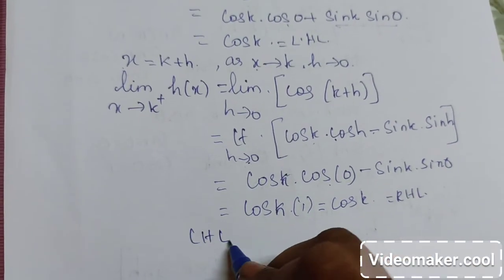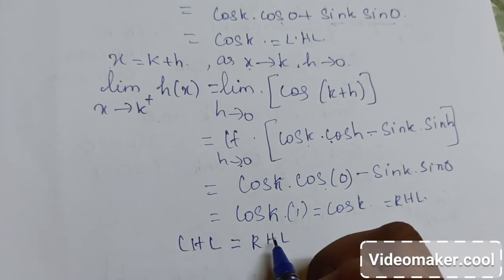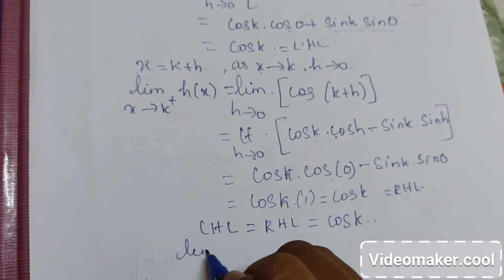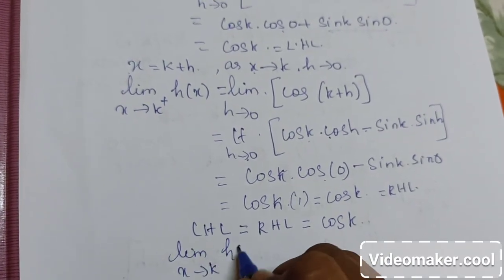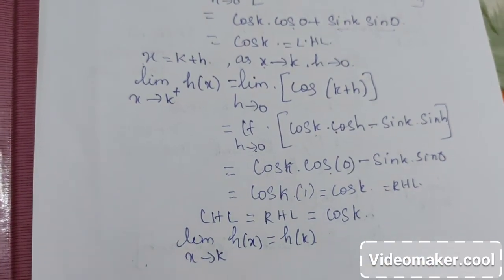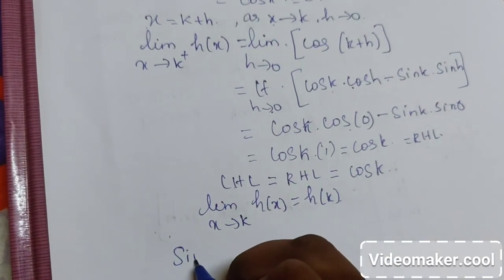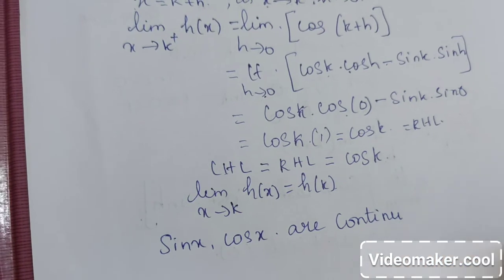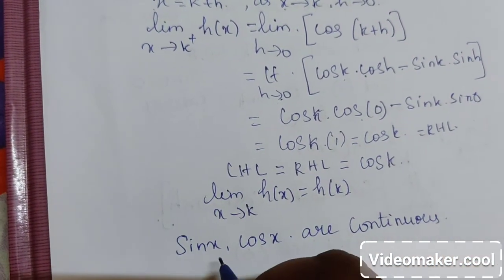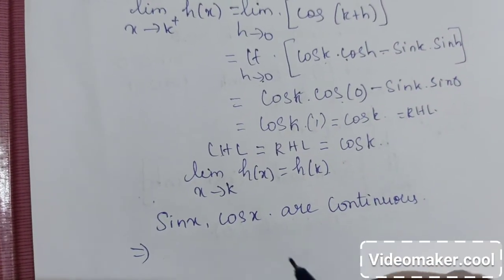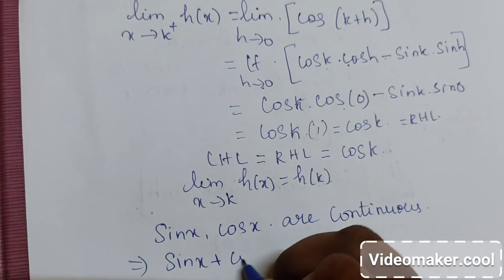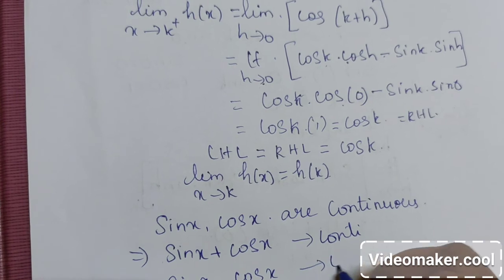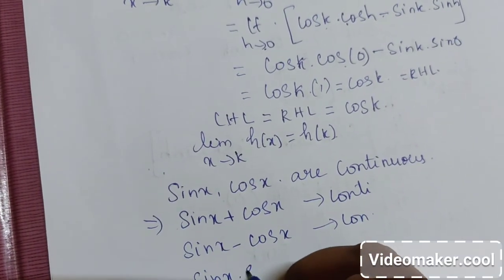Now the left hand limit exists and the right hand limit exists, and the existing limits are equal, and this limit value is equal to the functional value. So limit x tends to k of h of x is equal to h of k. So we can say the function is continuous. Now the sin x function and cos x function are continuous. So it implies the sum of two continuous functions will be continuous: sin x plus cos x is continuous. Similarly, sin x minus cos x is continuous.